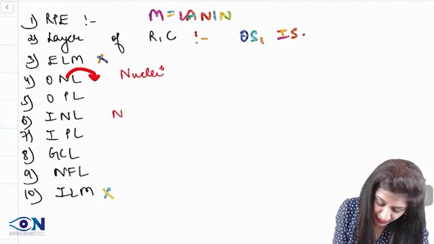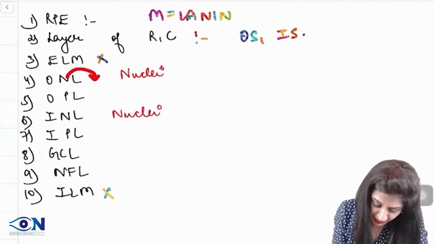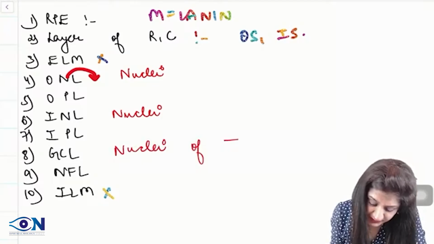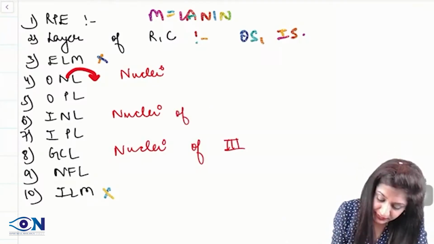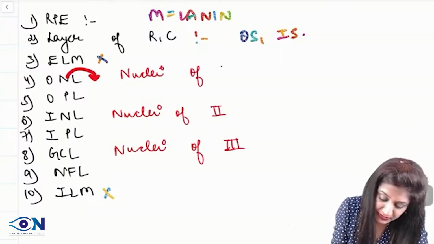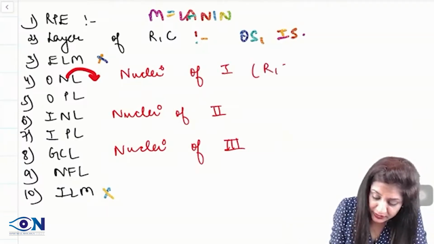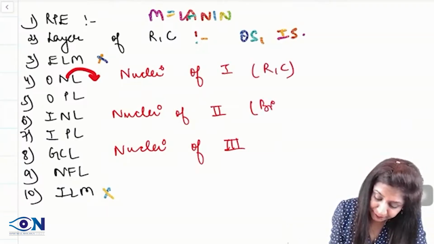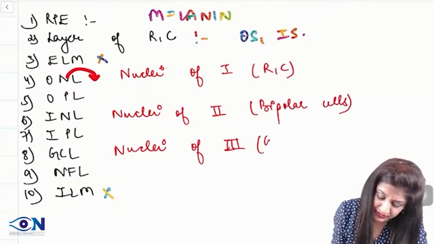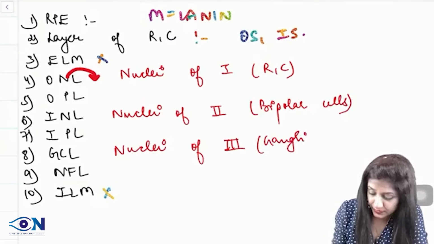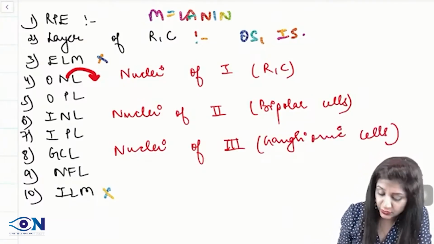This will also have nuclei. And in the ganglionic cell layer we will have the nuclei of ganglionic cells, that is third order. Now because this contains third order, therefore this contains second order and this contains the first order. First order is rods and cones, second order is the bipolar cells, and third order is the ganglionic cells. Once you know, and they had already shown the ganglionic cells, you can easily arrange.